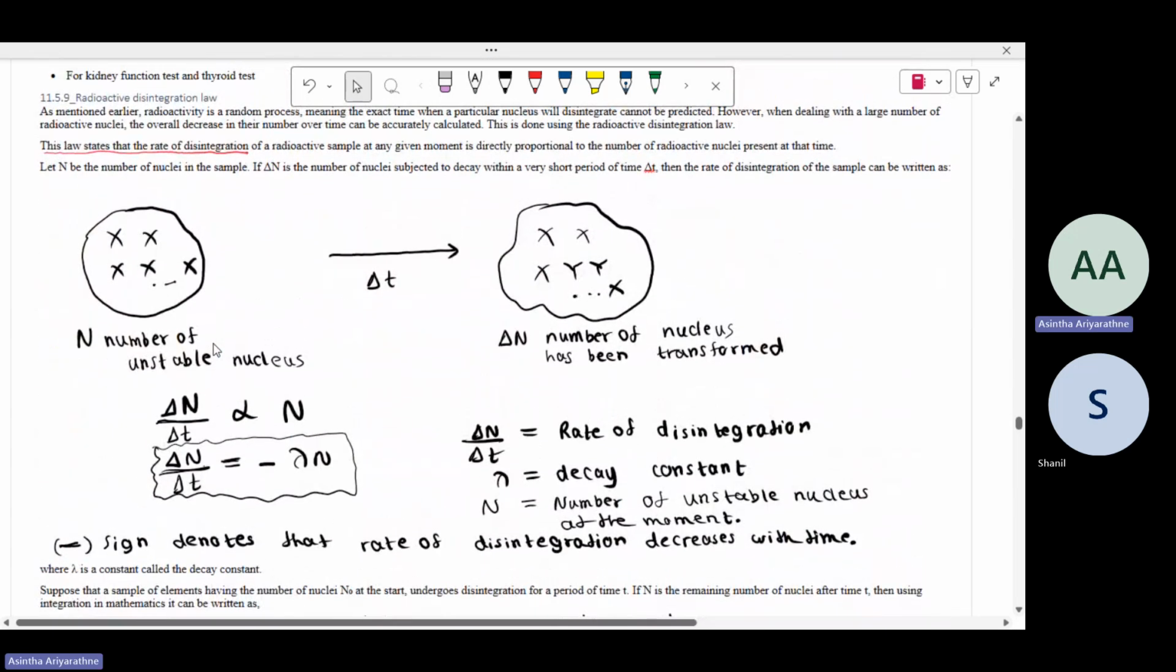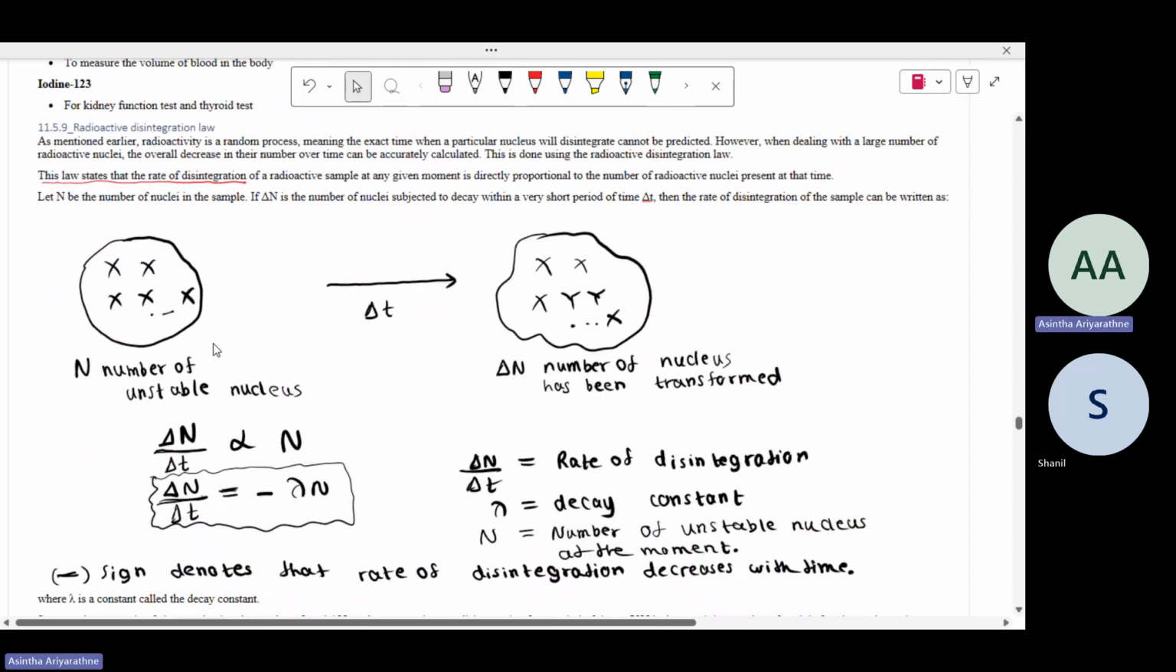You may take this down. In the meantime, if you have any questions, you can ask. So do you understand? Maybe we start from here.